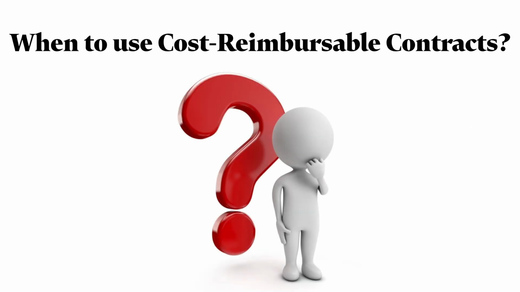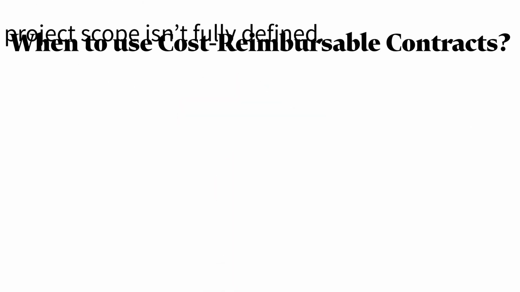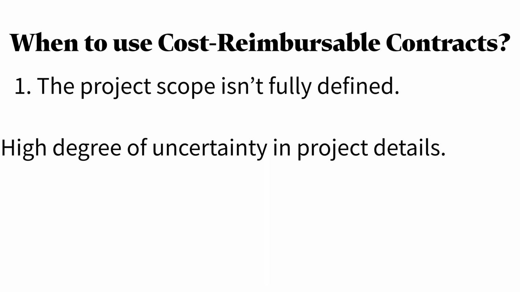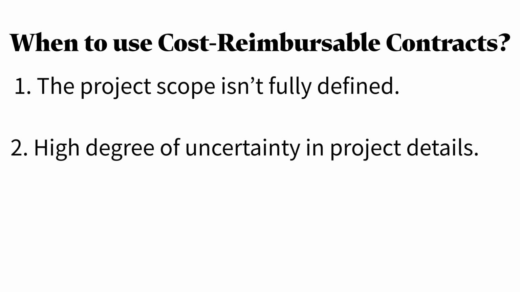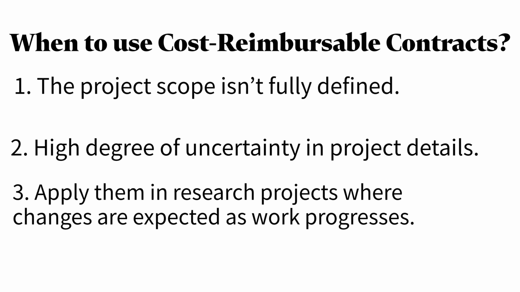Cost reimbursable contracts are suitable when the project scope isn't fully defined or when there's a high degree of uncertainty. They are also useful in research, development, or complex engineering projects where changes may be expected as the work progresses.